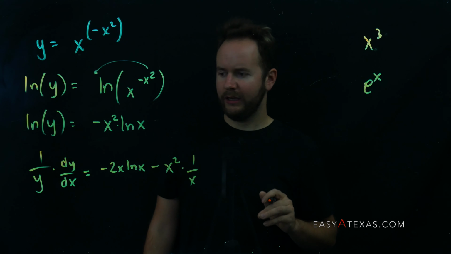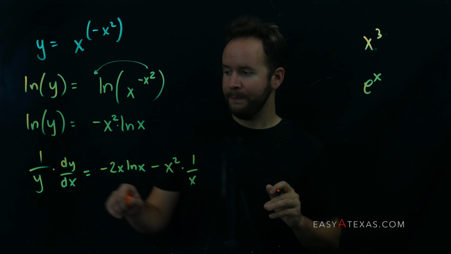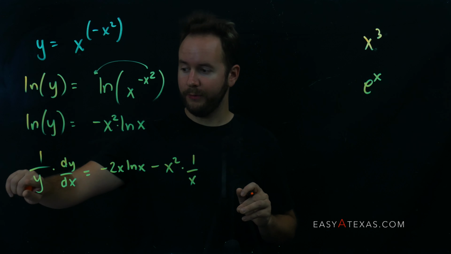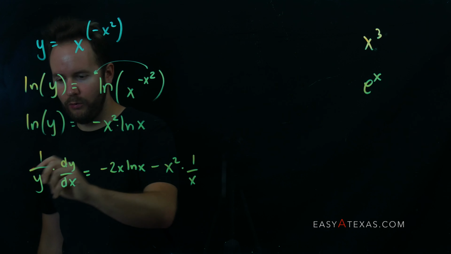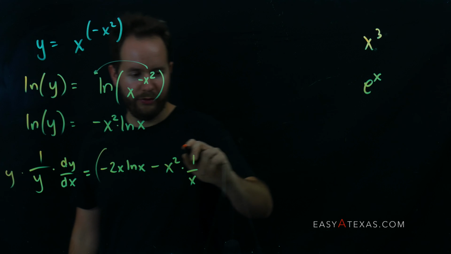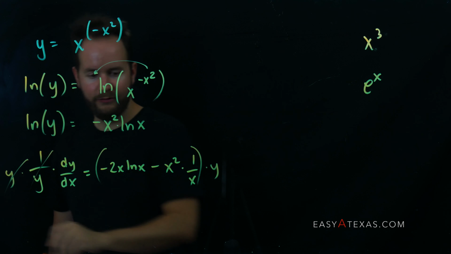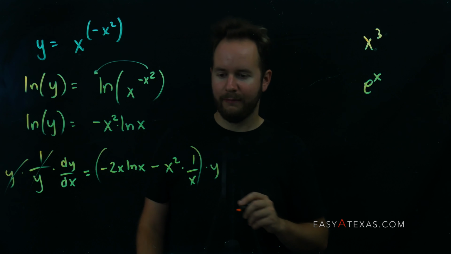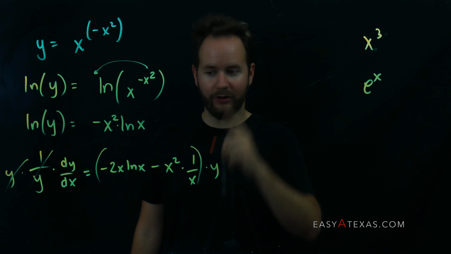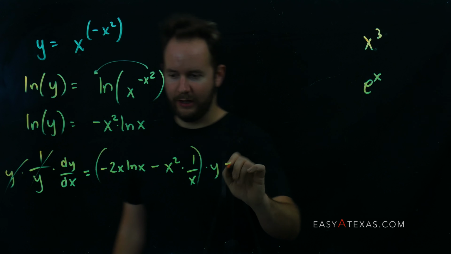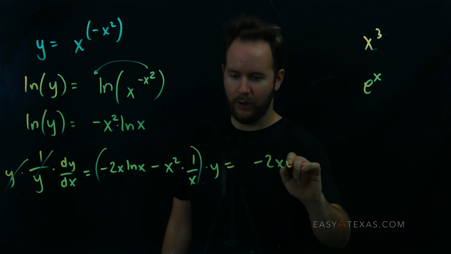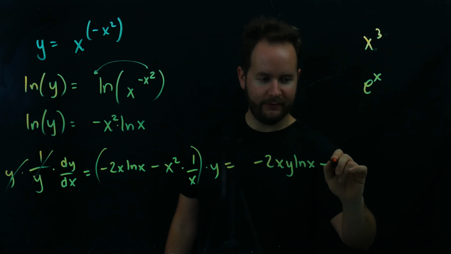There's a little bit of cleanup that I can do over here. I'm going to do two things, actually. I'm going to multiply this y over from the left to the right. So I'm going to multiply both sides by y. Whole thing times y, so this now cancels. And I'm going to say, you know what, x squared divided by x, that's just 1x, or x to the 1. So that's going to give me a final answer of negative 2x y ln of x minus xy.